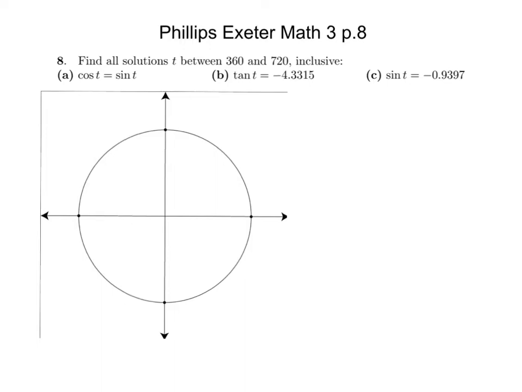Okay, on this one, you're finding all solutions between 360 and 720. So you have to be careful because it's between 360 and 720. It's not our typical unit circle between 0 and 360. So I'm looking at A here, and I'm going to do this without a calculator.